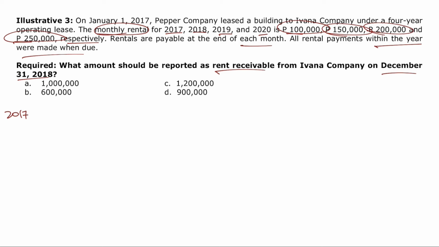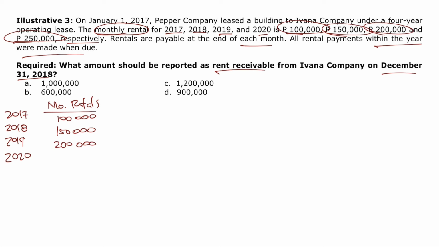So, dito, pinaupa natin si Ivana, no, for the years 2017, 2018, 2019, at 2020. So, magkano yung monthly rentals na nare-receive natin from Ivana? Well, sa 2017, that's 100,000. 2018, 150 na, nagmahal. 2019, nagmahal ulit. 200,000, ganun talaga, nagmamahal. Tama ba? Then, sa 2020, 250,000 na. Okay? So, magkano ngayon yung annual rental natin?